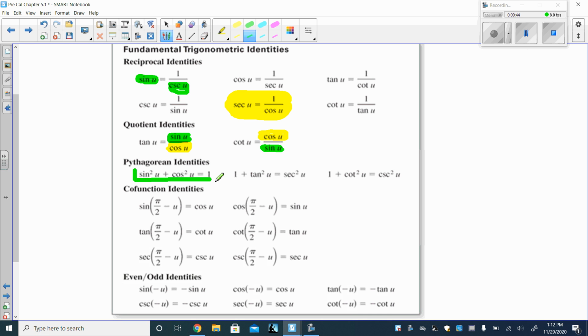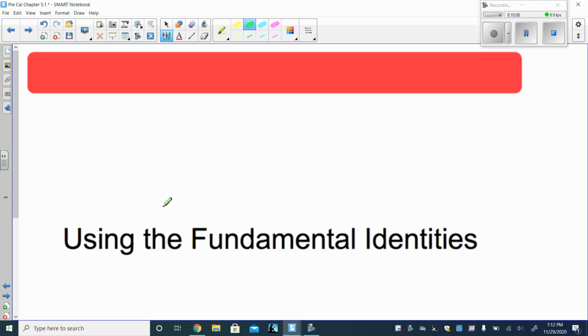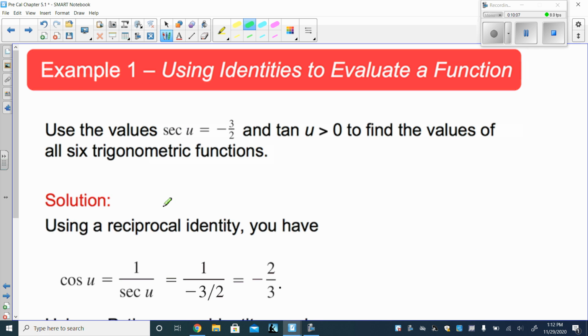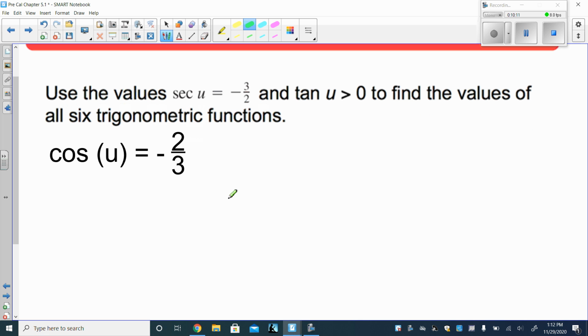Well, our only properties that deal with sine and cosine together is our Pythagorean identities, this one right here. That sine squared of u plus cosine squared of u is equal to 1. Now we can use this here, or we could use this one here. Sine of u is equal to plus or minus the square root of 1 minus cosine squared of u. Either way, we can use it to get our answer, just depending on which one we want to do.